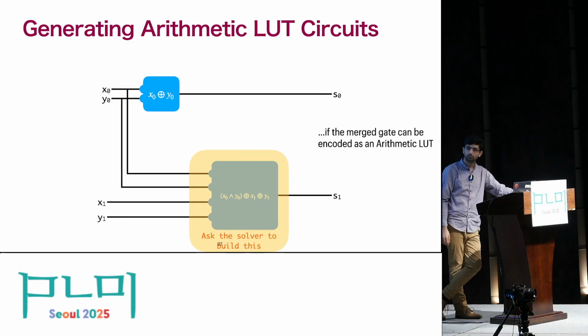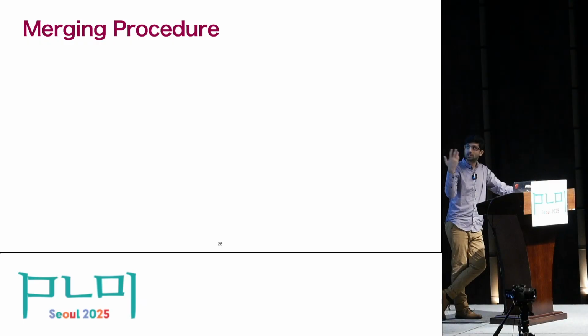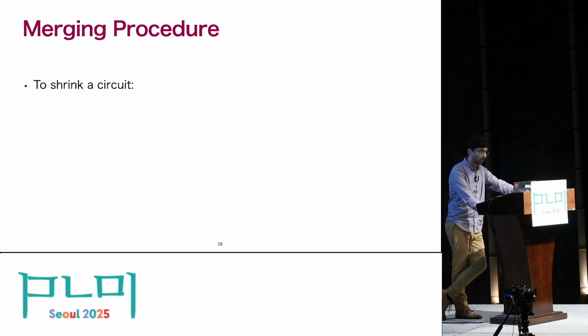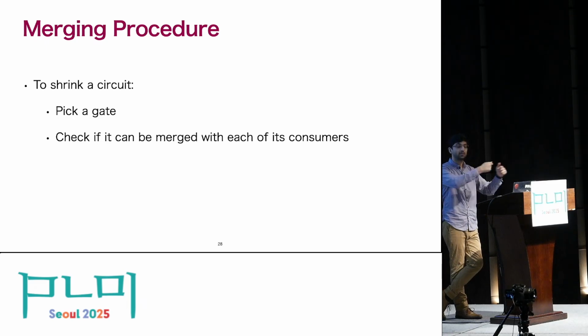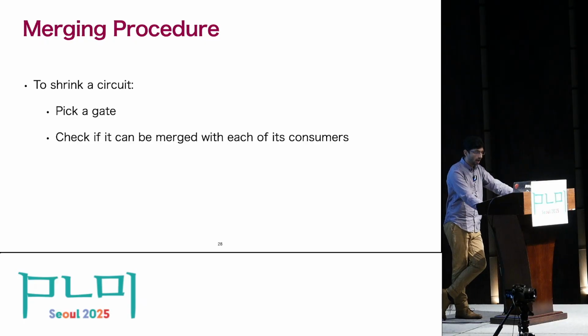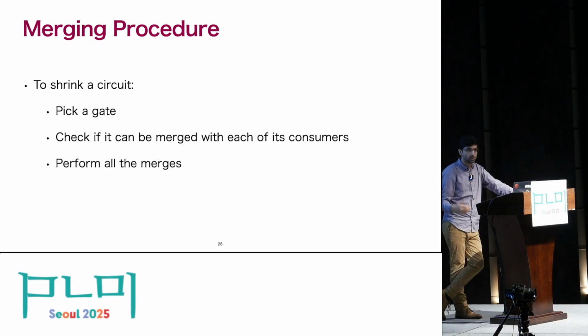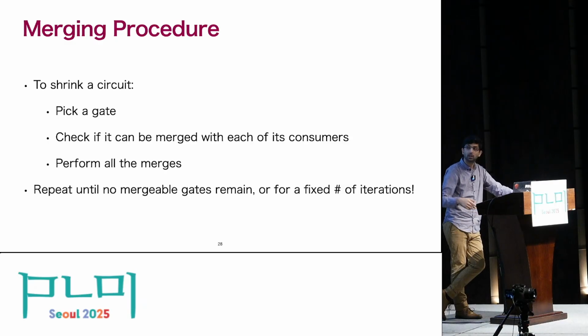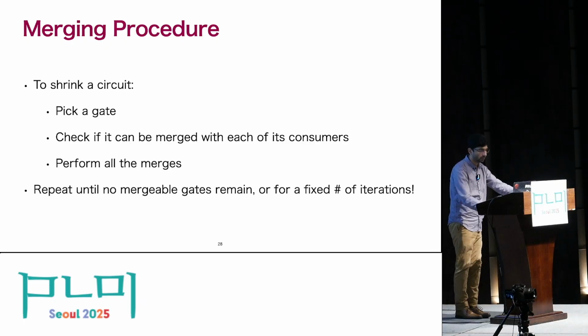So with that, our merging procedure is: we start with some circuit, we pick a gate in the circuit, and then we check to see if this gate can be merged with every single consumer. We ask the ILP solver if each of these merges is possible. If they're all possible, we perform all of the merges at the same time, and we iterate, either until we run out of gates to try to merge, or for a fixed number of iterations.